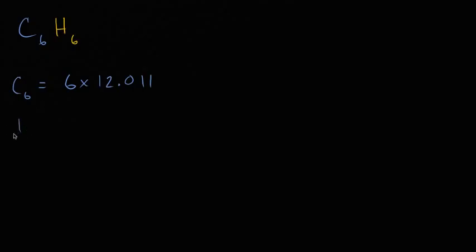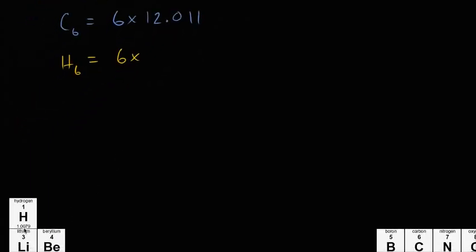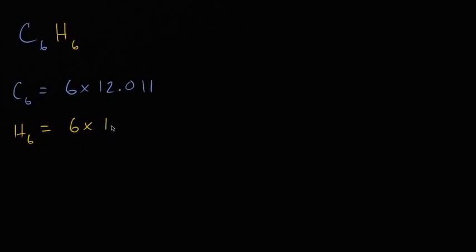And the contribution from hydrogen, let me do that in yellow. The contribution from hydrogen, from the 6 hydrogens, is going to be 6 times the atomic weight of hydrogen, which is 1.0079 by this periodic table that I have right over here. Once again, the weighted average of all the isotopes, et cetera, 1.0079.